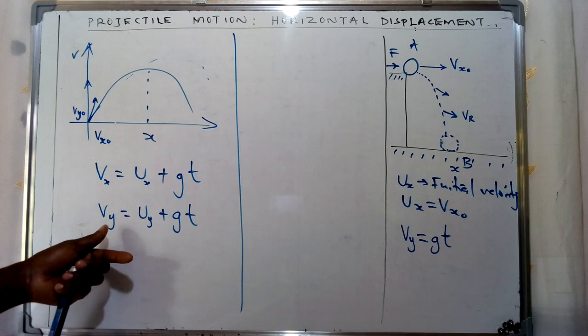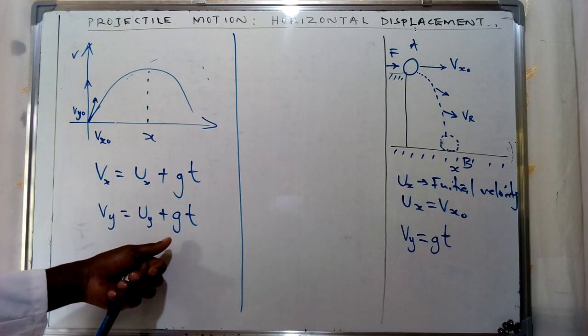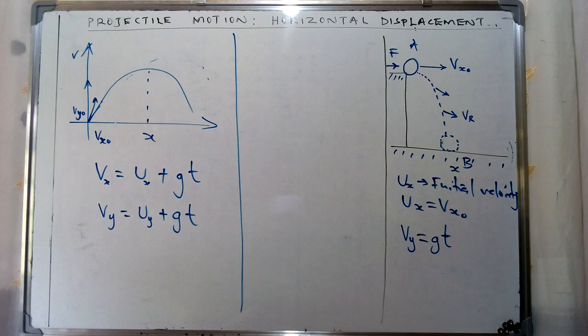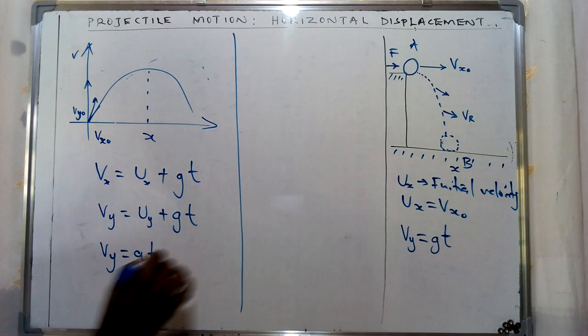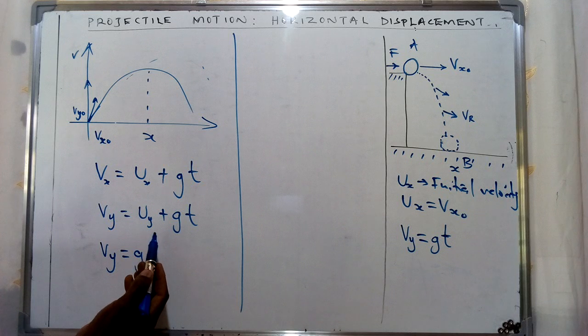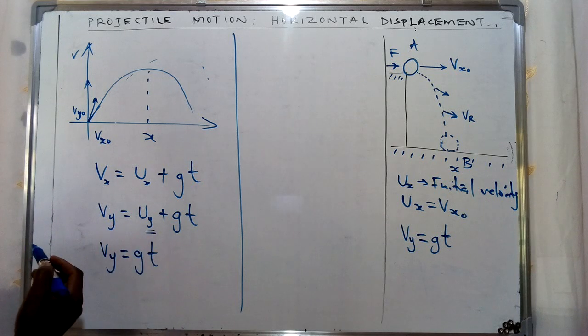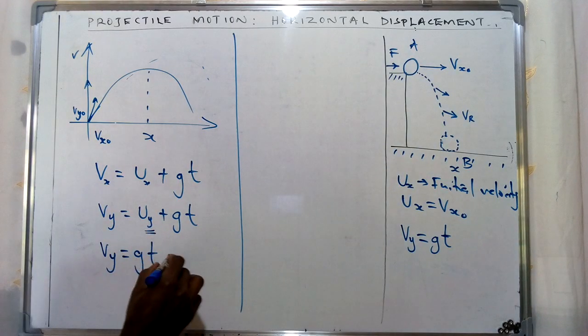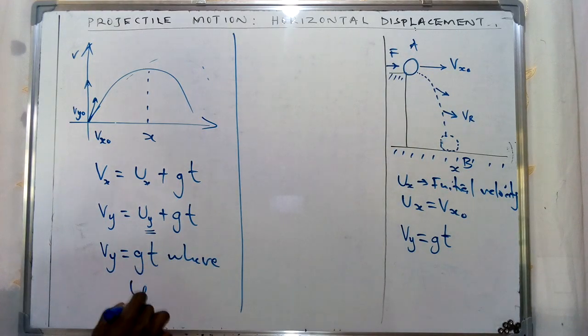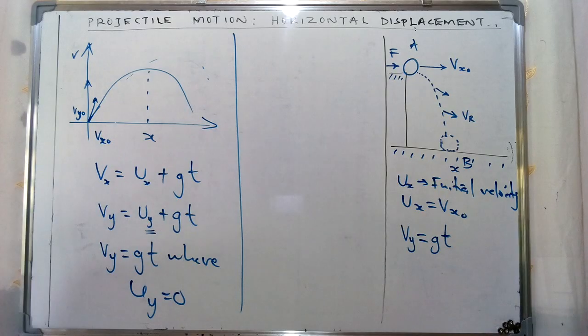So for the vertical downward acceleration, we're going to have the vertical velocity component given in terms of Vy, which is equivalent to gt. In this case, we are going to consider an object starting from rest, where we are going to have the initial velocity Uy equivalent to 0, given as that one.